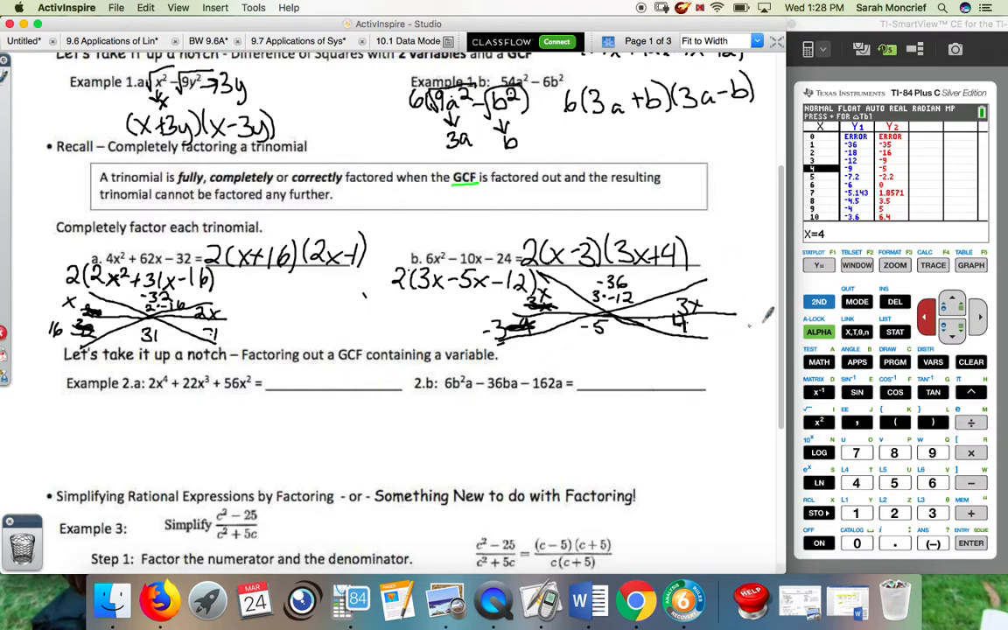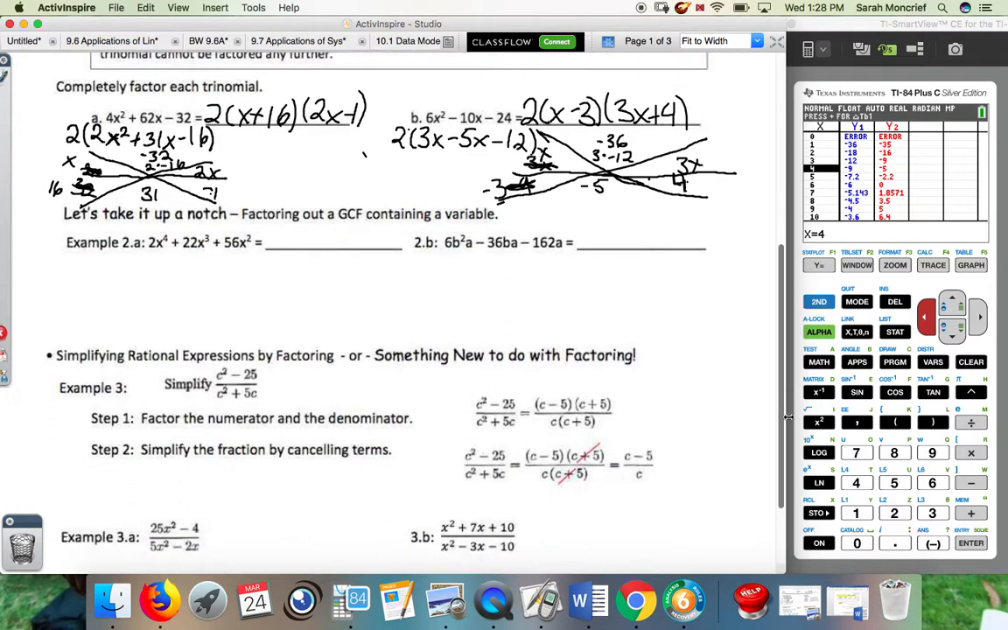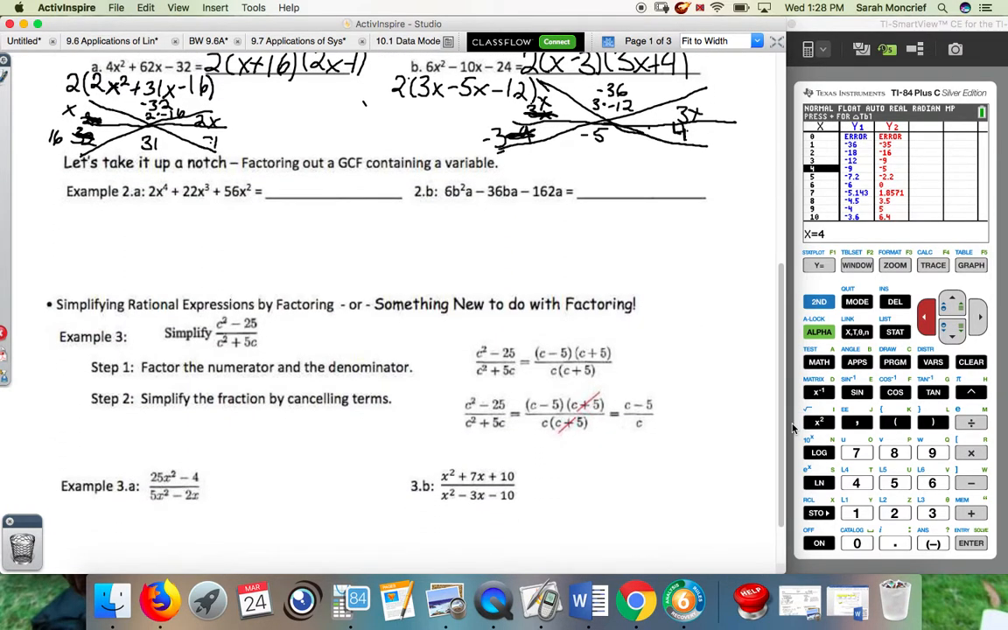But again, that was just a review. That's something you should know how to do. And now I bet you're thinking, well, I wondered earlier about what it would be like containing a variable. So I kind of want to know what it's like to have an extra variable in here. Well, let's look at it. We want to take it up a notch in factoring out a GCF containing a variable. So let's look at example 2a.